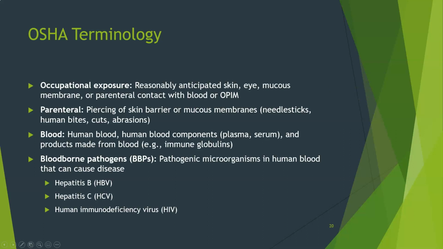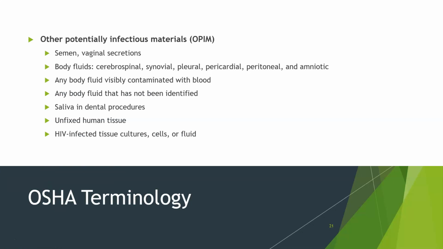Bloodborne pathogens are the pathogenic microorganisms that we see in human blood or other potentially infectious body materials that can then cause disease. You can see some of the most common ones there, and we'll go through those as well. As I somewhat described earlier with the OPIMs, you can see a list of those there that are considered infectious bodily fluids according to the OSHA guidelines.